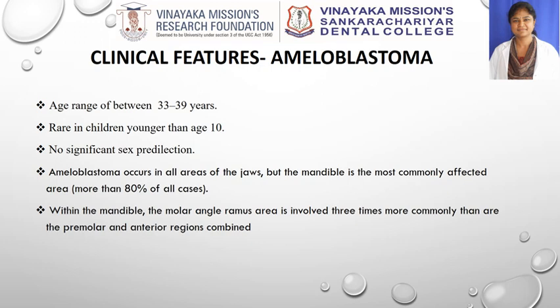There is no significant sex predilection, but an increased incidence of ameloblastoma has been reported in Black individuals. Ameloblastomas occur in all areas of the jaws, but the mandible is the most commonly affected area. More than 80% of the cases are present in the mandible. And within the mandible, the molar angle ramus area is involved 3 times more commonly than the premolar and the anterior regions combined. It is also found that maxillary tumors tend to occur in slightly older patients than do the mandibular lesions.